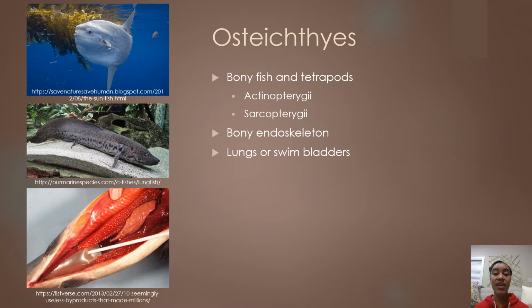Next, we have clade Osteichthyes, and this includes all the bony fish and tetrapods. And all the animals that belong to this clade have two things in common. One, they have a bony endoskeleton. And so from this point forward, no more cartilaginous skeletons. All the animals from this point forward have calcified bones instead. And they also have either lungs or a swim bladder. And there are two classes of bony fish that belong to this group. And we're going to talk about each of these in the next couple of slides. And they include Actinopterygii and Sarcopterygii.